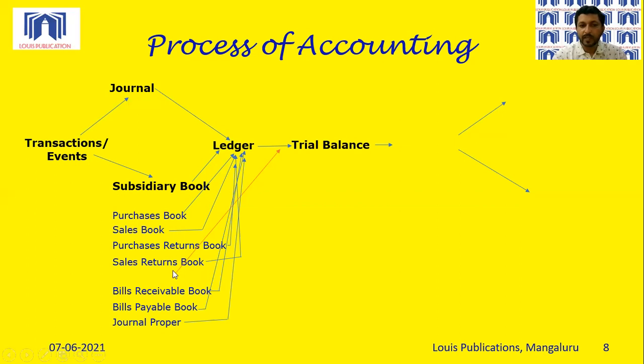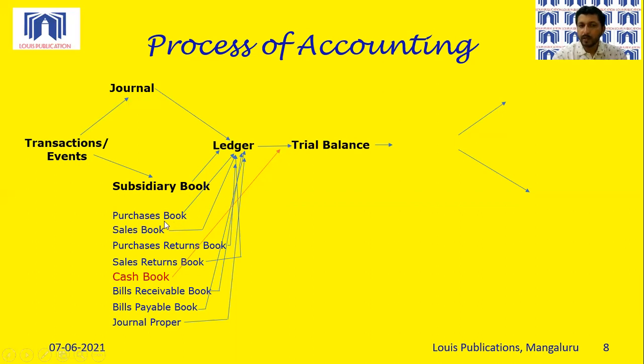Then we have the 8th one right here, and that is called the cash book. Point to note, cash book and cash account are one and the same. So cash book need not go to ledger account. Rather, the cash book balance will directly go to what is called the trial balance.